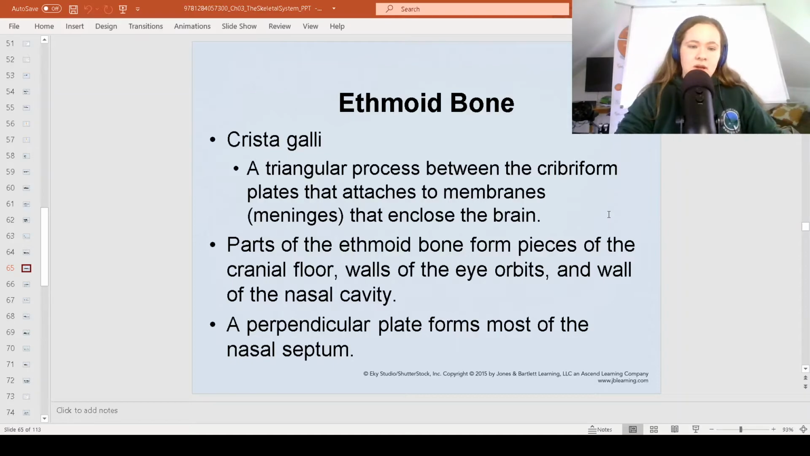The ethmoid bone has the crista galli, a triangular process between the cribriform plates that attaches to membranes, the meninges, that enclose the brain. Parts of the ethmoid bone form pieces of the cranial floor, walls, and the eye orbits, and wall of the nasal cavity. A perpendicular plate forms most of the nasal septum.